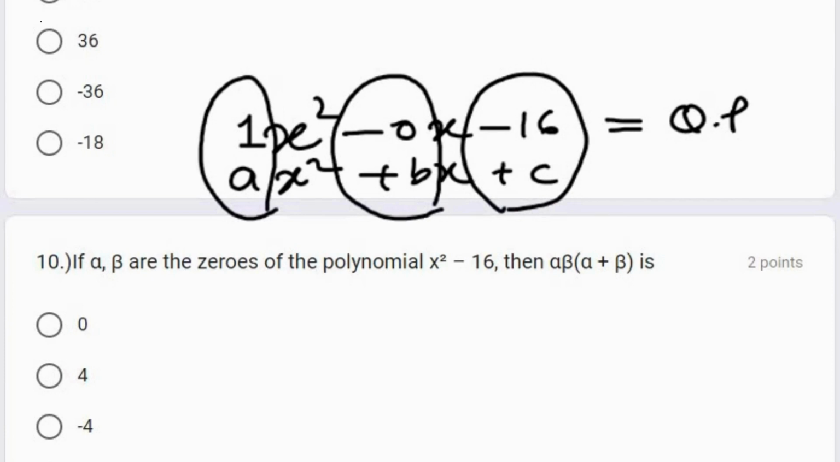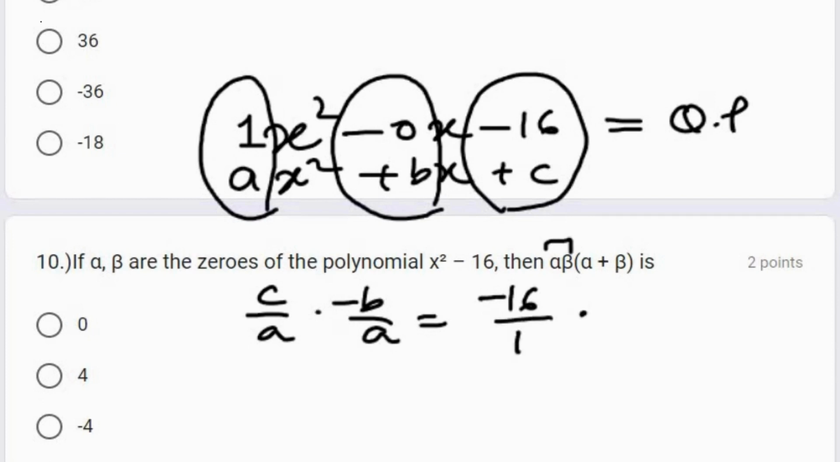Now let's find the value of this. Alpha times beta means c by a times alpha plus beta is negative b by a. Let's put the values. c is negative 16, by a is 1, b is 0. By a doesn't matter, 0 times whatever is 0. So this expression value is 0. So 10th question, 0.